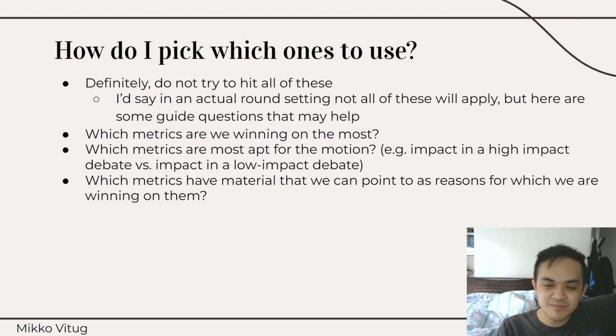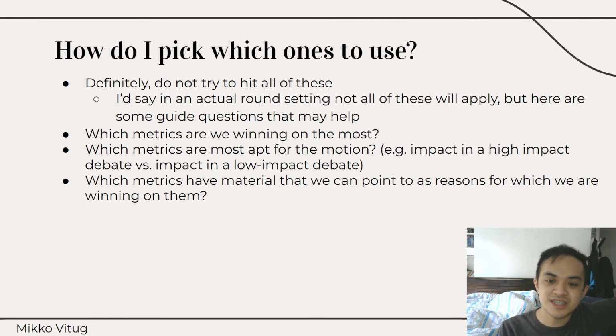There might be times where your proof is slightly better than the other team. There might be times when you impact a few more people than the other team, but those differences are so marginal that they're not really important to point out. You want to note where you are most likely to win these metrics. Second is what is most apt for the motion. If you're going to say what has the most impact, that's going to be a lot more effective in a high impact debate rather than a low impact debate. Because in a high impact debate, the margins of difference in impact can be very big, but in a low impact debate, those could be very, very small.